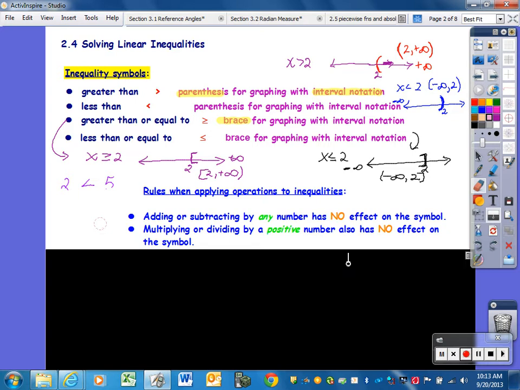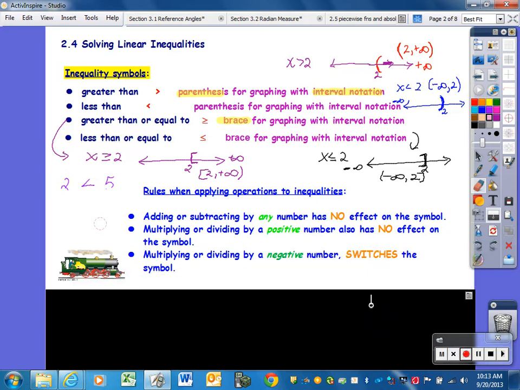Well, let's try multiplying or dividing by a negative. Divide by -2. -1 compared to -2.5. -1 is to the right of -2.5, so now my symbol switches. So to me, there's only this one rule. Multiplying or dividing by a negative switches the symbol.